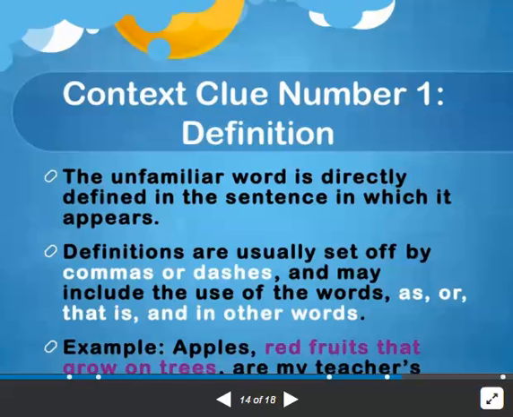Context clue number 1 is a definition. The unfamiliar word is directly defined in the sentence in which it appears. Definitions are usually set off by commas or dashes and may include the use of words such as "or," "that is," or "in other words." The example here is: apples, red fruits that grow on trees, are my teacher's favorite.